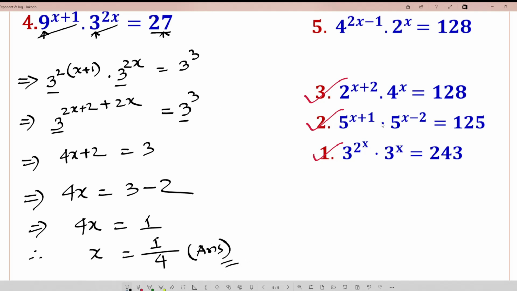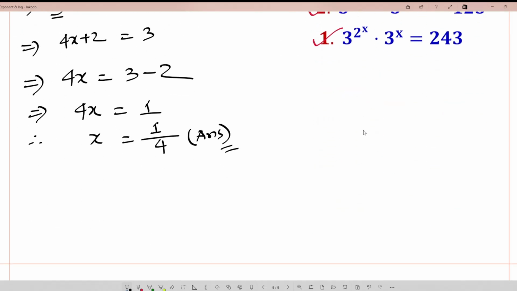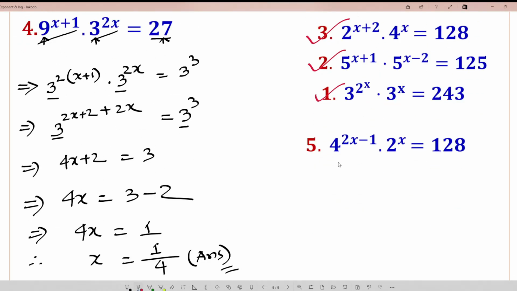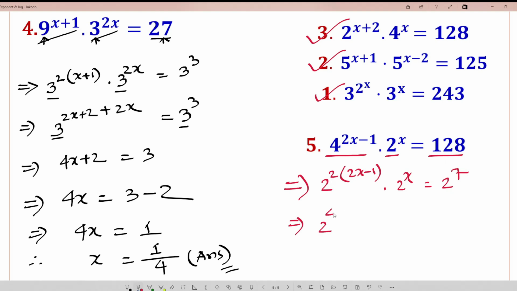And our last question of this video, which is number 5. Question 5. 4 to the power 2x minus 1 times 2 to the power x equals 128. This 4 we can write as 2 to the power 2. Why? Because we have to make similar bases. So here is 2x minus 1 times 2x, and 128 we can write as 2 to the power 7. Now look, 2 to the power 2 times 2x minus 1, it means 4x minus 2, and here we can add 2x equals 2 to the power 7, right?